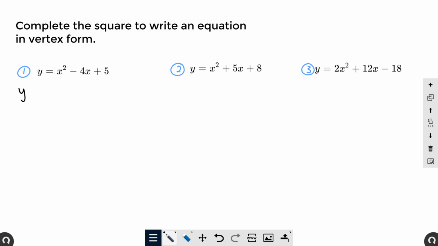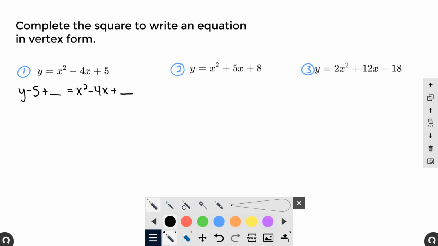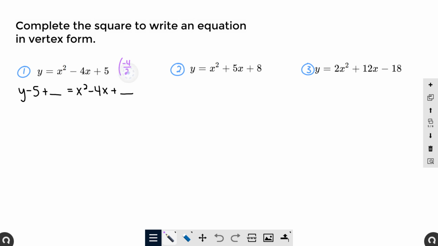So when you move it over, it's going to become a negative 5 with the y, because you've got to keep the y equals. We're not going to let it go away, okay? And then our blank's going to be on the right side, but it really doesn't matter. It's the same thing. We've just kind of switched sides a little bit. So we move C to the other side. Now we fill in the blank using B over 2 squared. So B is, what's negative 4 divided by 2? And that squared is 4. So we're going to add 4 to both sides.